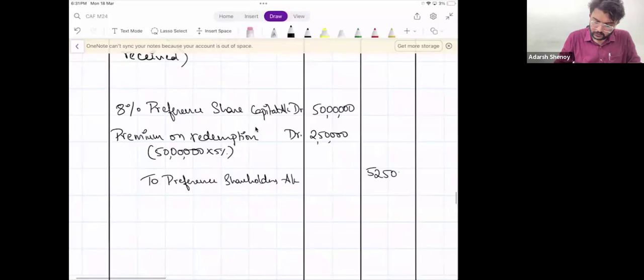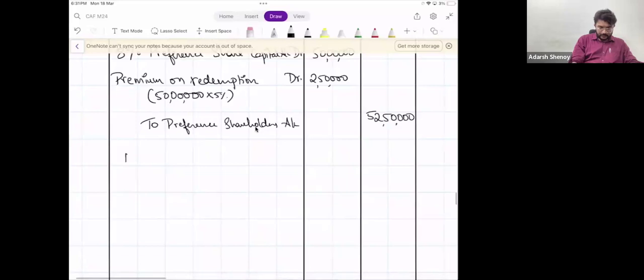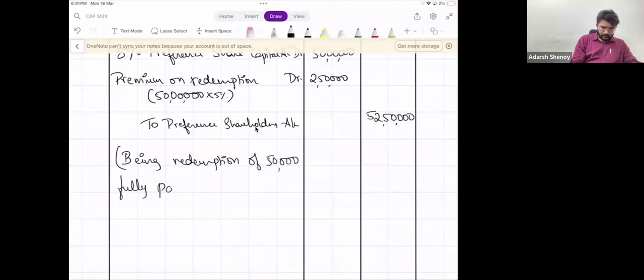52 lakh 50,000, being redemption of 50,000 fully paid preference shares announced.